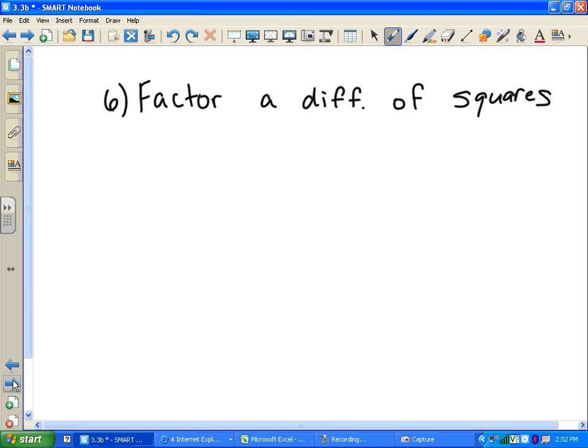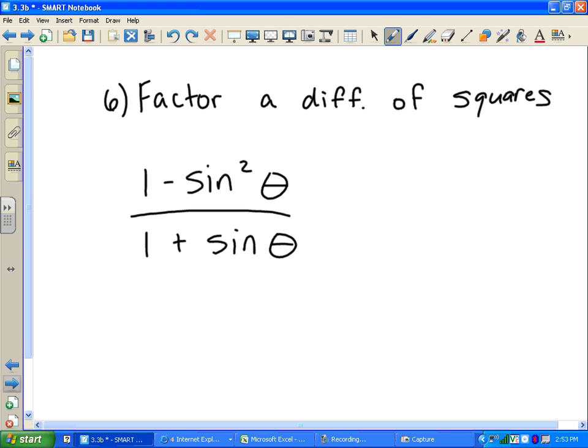Okay, next one. Factor a difference of squares. Now this one's going to be probably kind of hard to recognize here, because when you see it, you probably think more to use a Pythagorean identity. But let's look at it. And so probably as soon as I wrote that, you were probably thinking Pythagorean identity, and that would probably be a good thing to think about here. But then look at what I'm going to put for the denominator. Okay, there again, I can't cancel anything out because the operations are not multiplication.